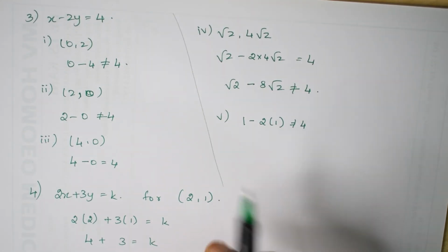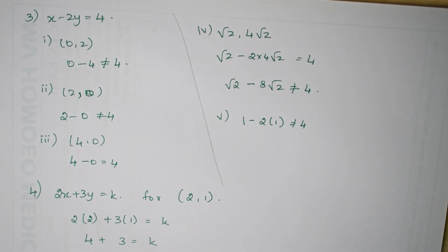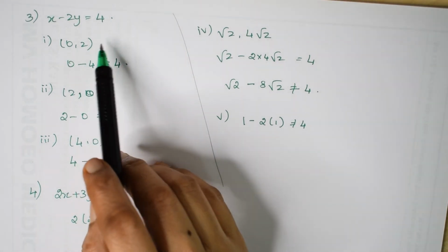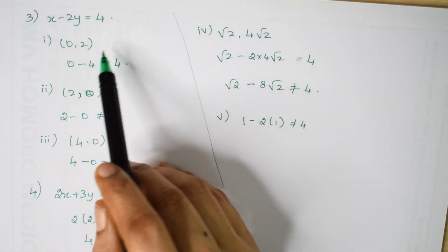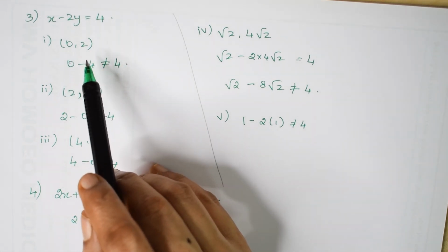The third question, they are given an equation, and they have given points also. They want you to find whether the point lies on the equation. So what do we do? We substitute the x coordinate and y coordinate in the equation, and if the equation turns out to be true, it means that the point lies on the equation. Okay, given linear equation. The given equation is x minus 2y is equal to 4, and here the first point they have given is (0, 2).